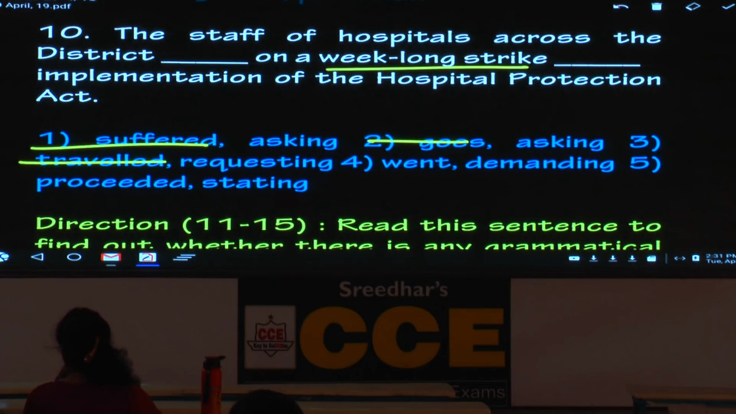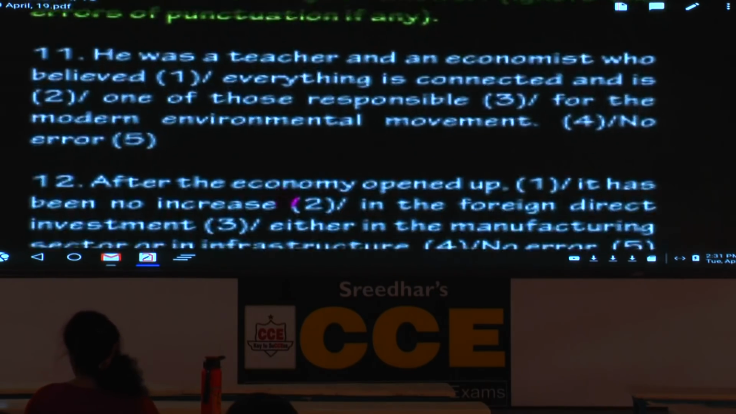Proceeded on a week-long strike. Stating implementation, is it right? No. So what is the answer here? The fourth option is the answer. Has anyone got all the 5 correct? Now, that's very good. I see a lot of hands. Highly appreciable. Within the stipulated time period.